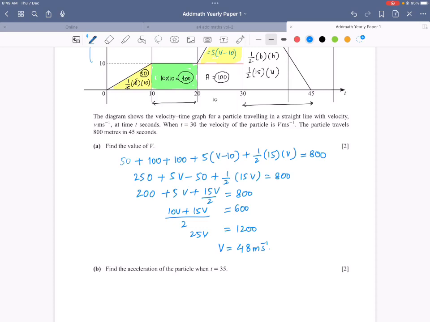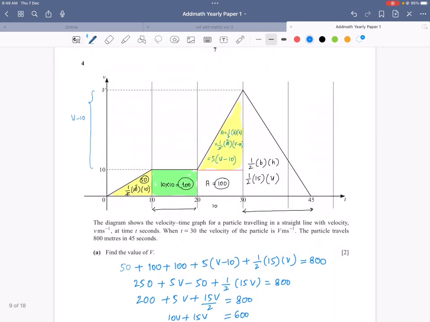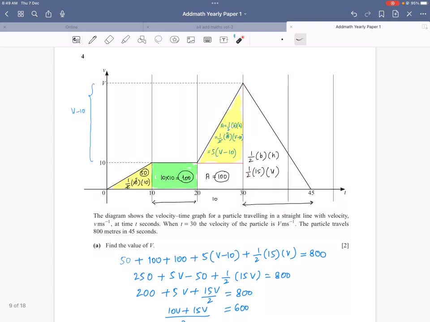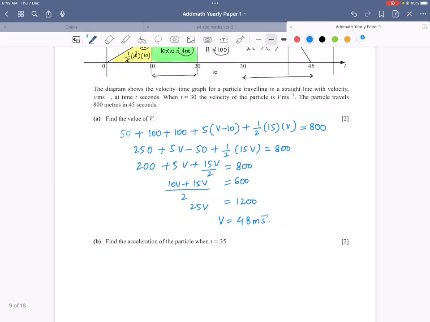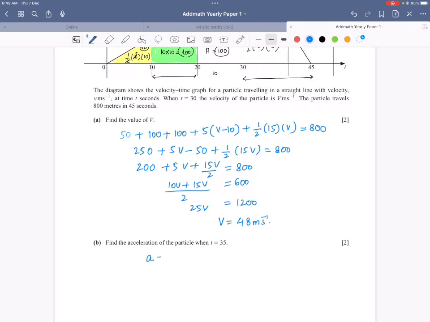Find the acceleration of the particle when t is 35. T is 35, that means somewhere here, right? We need to find the acceleration. Now the acceleration for this entire line will be constant, right? Because it's a straight line. Alright, so the acceleration will be constant. So acceleration is rise over run. Rise is what? Rise is v, and the value of v is known. So to find the acceleration here, the method we are going to opt is rise over run.